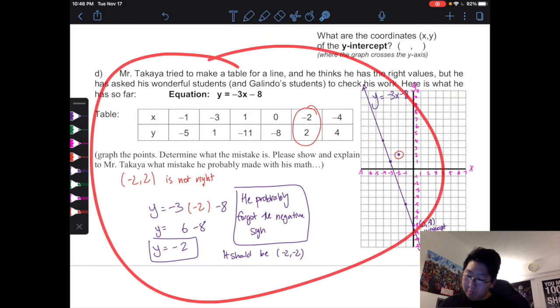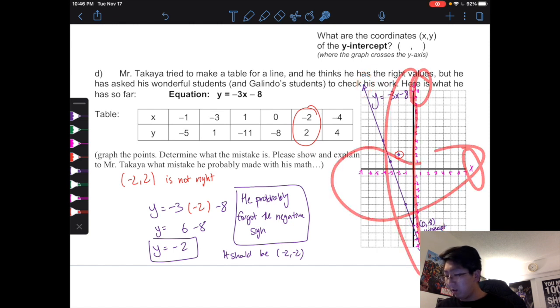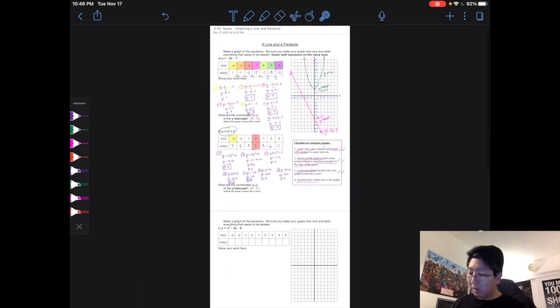Okay. So these are the notes. This one's just a mistake, and you will make mistakes. That's how you learn. This is a mistake that Mr. Takaya made, and we could see that it doesn't fit in the graph. Make sure you draw your arrows, label your y-intercept, scale, and write your x and y axis. Your checklist is here.